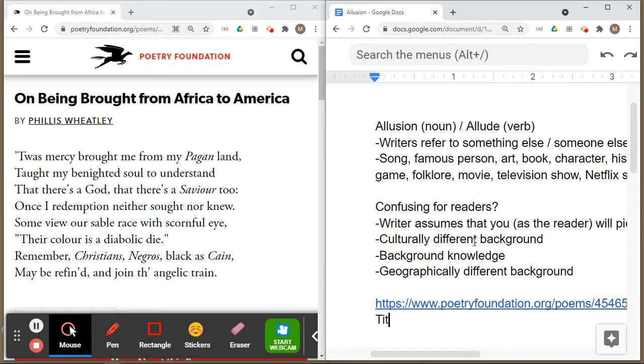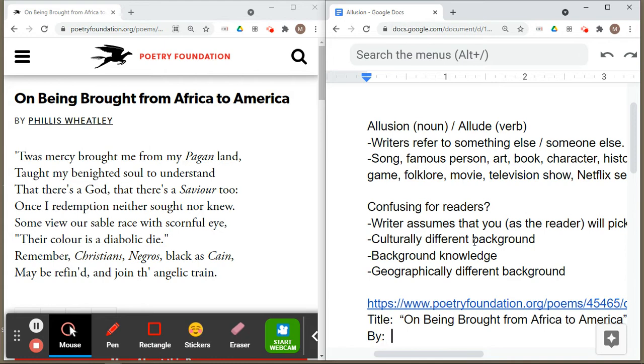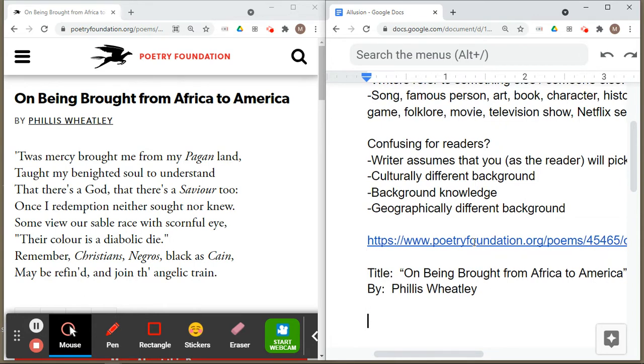And I want to make sure that I have the title of my poem written correctly, with the correct capitalization that's provided. So in "On Being Brought from Africa to America," notice that "from" and "to" are not capitalized. I also want to make sure that I spell Phillis Wheatley's name correctly. So that's Phillis and Wheatley. Make sure that you also check your spelling, writers. And again, check your title, making sure that everything is punctuated and capitalized in the way that it was intended.